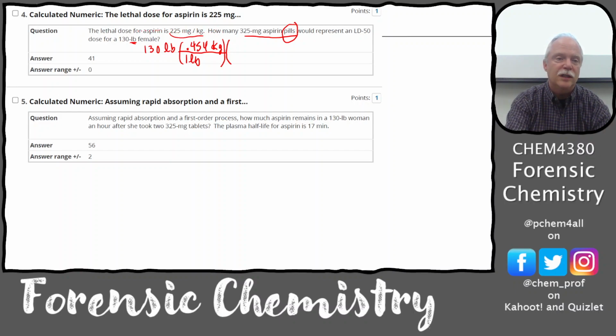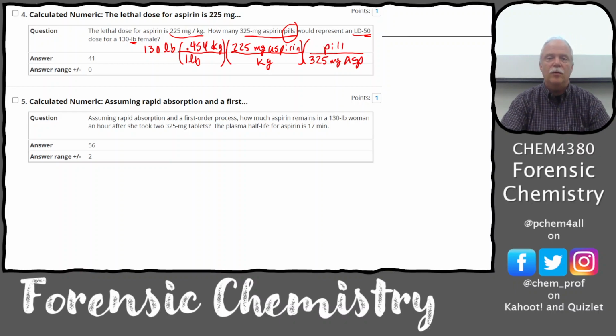When we're talking about lethal dose, that's really what we mean, the LD50. That may have been a question that you had. Is that the same thing? And it is. So we have 225 milligrams of aspirin per kilogram of body mass. You see how all the units are canceling, and then we have the conversion over to the pills. So 325 milligram aspirin per pill. So it all works out nicely.